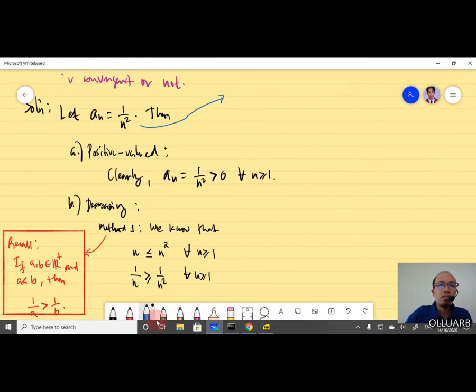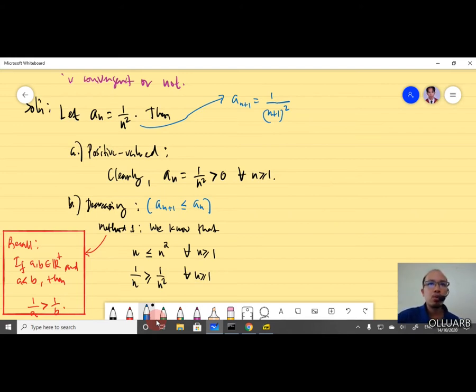Our goal is to show that a sub n plus 1 is less than a sub n. Okay, so our a sub n here, we know that this is our a sub n, but what is a sub n plus 1? A sub n plus 1 is 1 over n plus 1 squared. Okay, so am I correct?